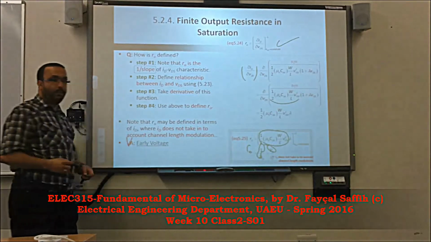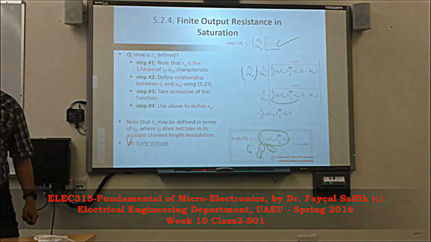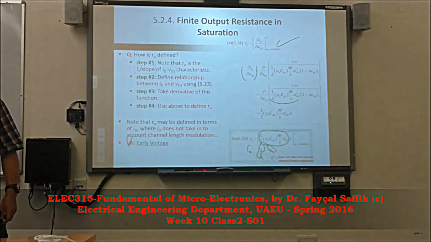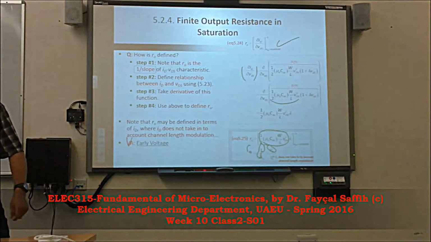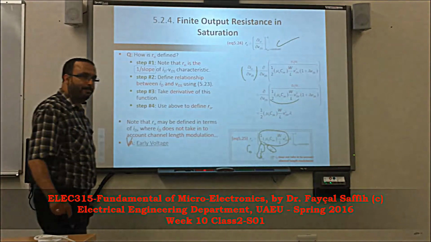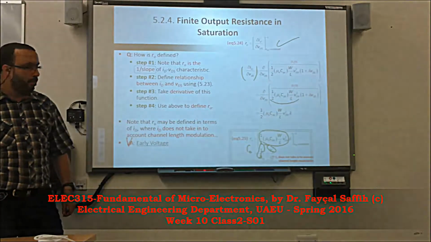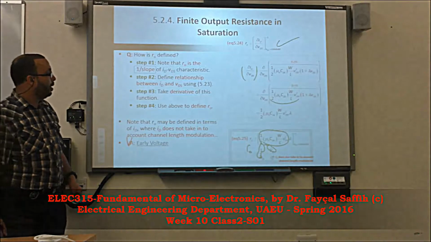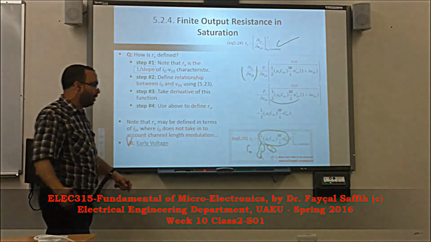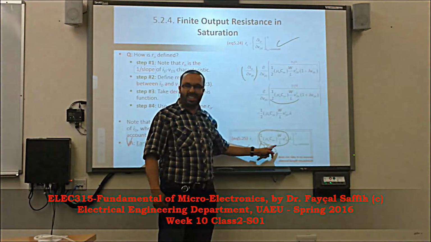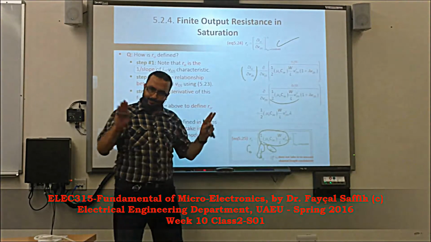VA is called the early voltage, named after the scientist who discovered the early effect, which is this channel length modulation. Okay, this has been observed in many devices, and the MOSFET became one of them. So very good, excellent. VA is constant actually. It's also a technology parameter.